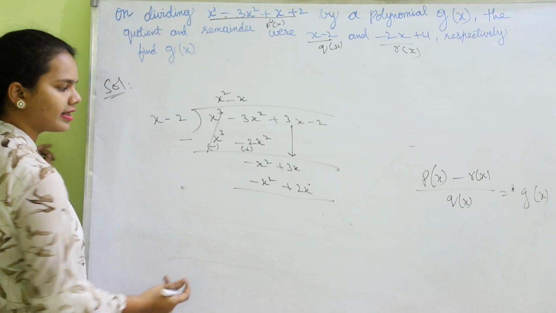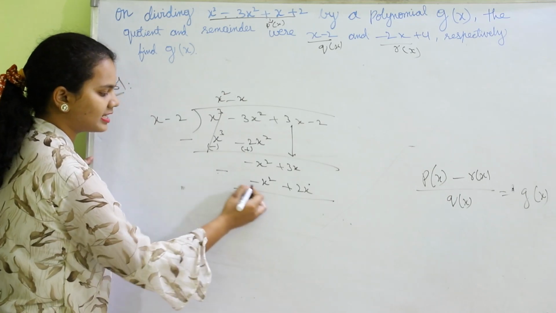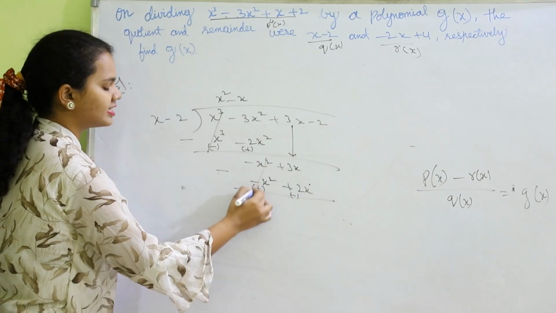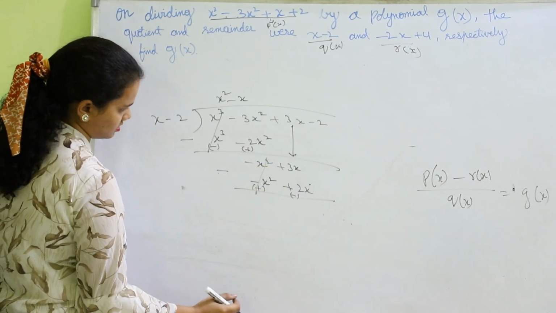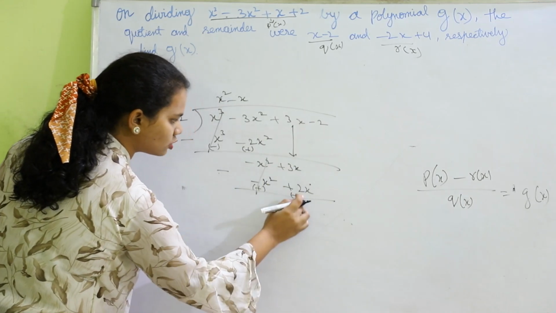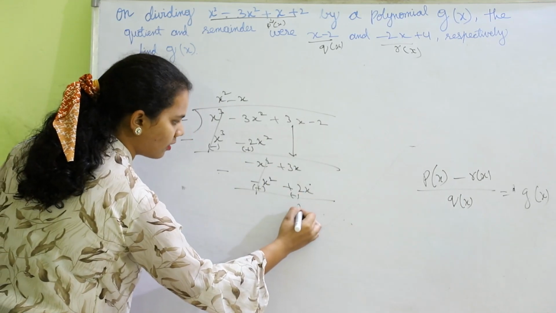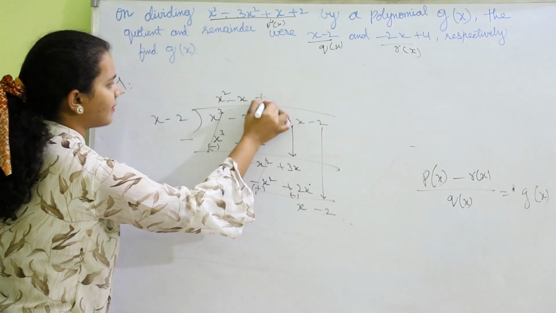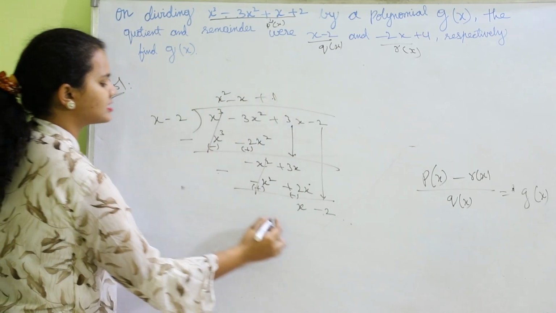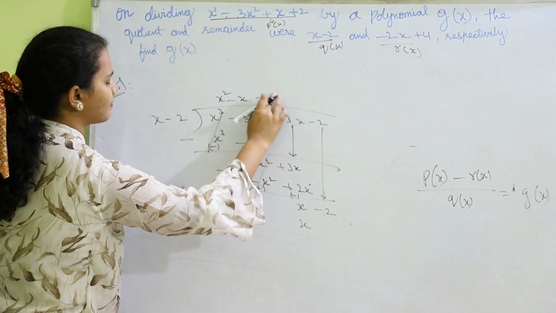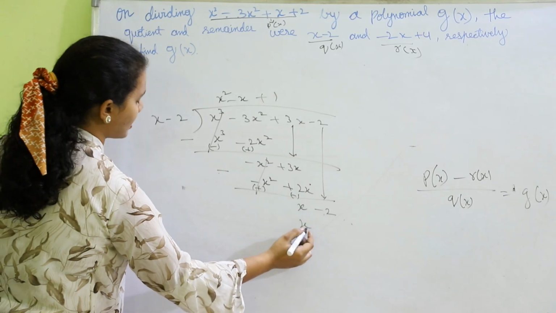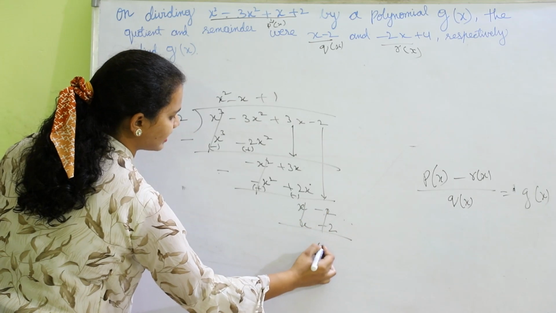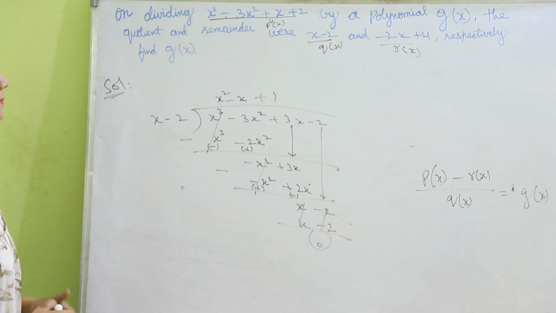Clear? Are you getting it? So minus into minus is plus over here, minus into plus is minus over here. This gets cancelled. 3 minus 2 is 1, so x as it is. Now bring this minus 2 over here, add plus 1. So 1 into minus 2 gives minus 2. Here this gets cancelled and we will be getting 0. So 0 will be the remainder in this case.